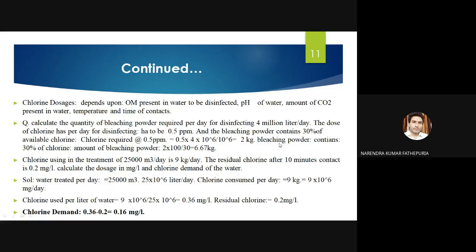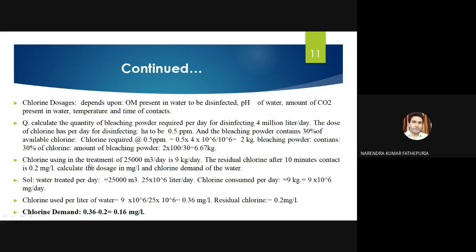So bleaching powder contains 30% of chlorine, so that percentage you can also calculate. So 2 kg into 100 divided by 30. So you will get 6.67 kg of bleaching powder in total. So you have to purchase 6.67 kg of bleaching powder from the market, in which 2 kg of chlorine will be available. It is required for disinfecting 4 million liter of water per day. So every day 2 kg of chlorine is required. So chlorine doses and chlorine amount you can determine.